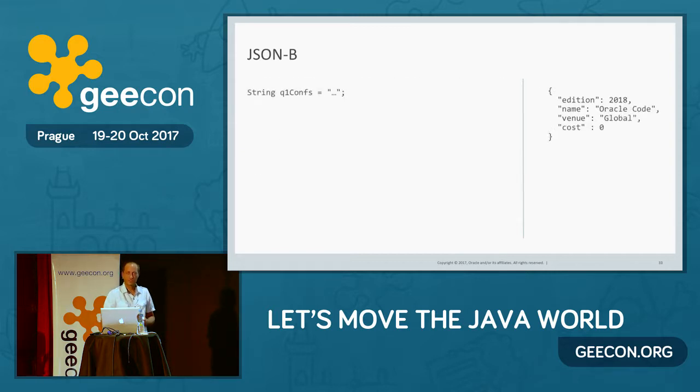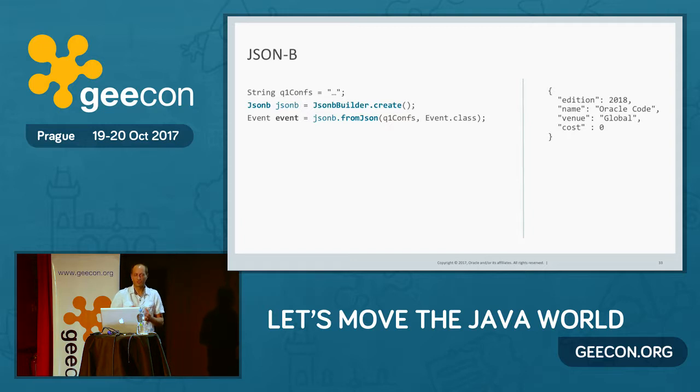The reverse operation works similarly. We just need to pass a type to which the JSON object should be deserialized into.